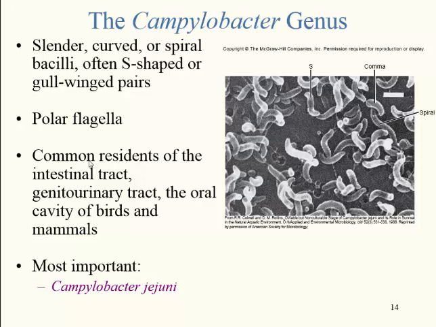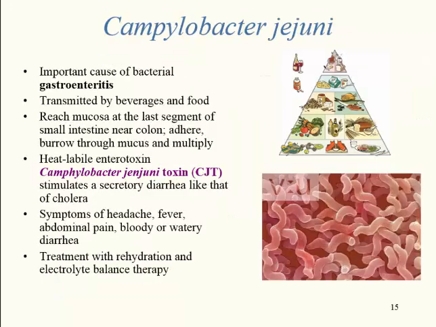It's typically in our GI tract, and can be in the oral cavity of birds or mammals. The fact that it lies in the GI tract causes the transmission usually through the fecal-oral route. And so typically it is contaminated beverages and food that are going to cause the spread of Campylobacter jejuni.